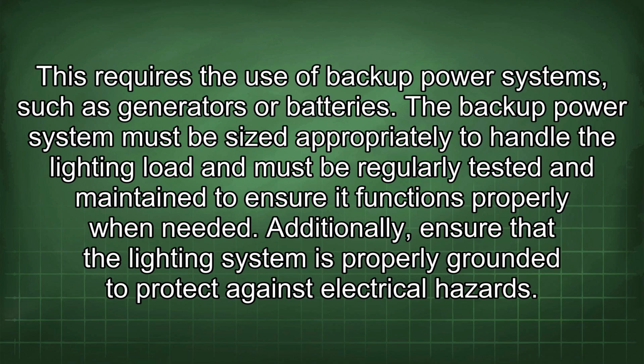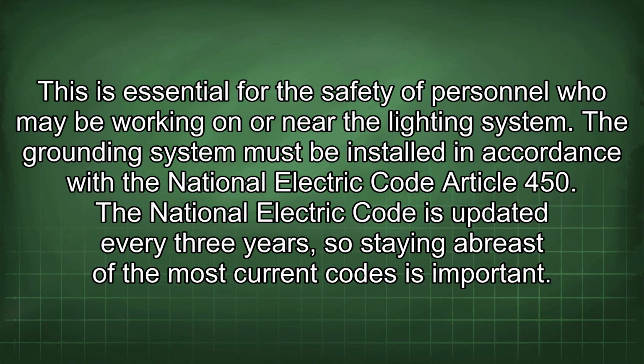Additionally, ensure that the lighting system is properly grounded to protect against electrical hazards. This is essential for the safety of personnel who may be working on or near the lighting system. The grounding system must be installed in accordance with the National Electric Code Article 450. The National Electric Code is updated every 3 years, so staying abreast of the most current codes is important.